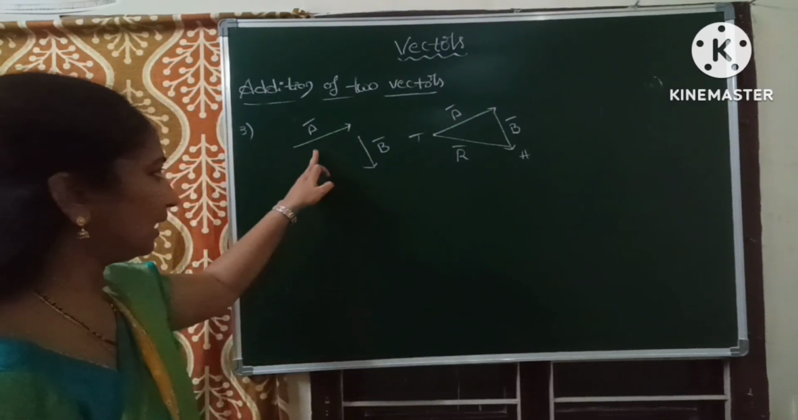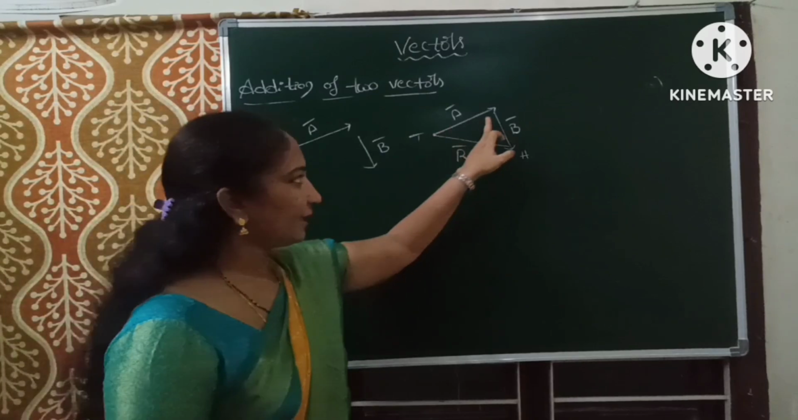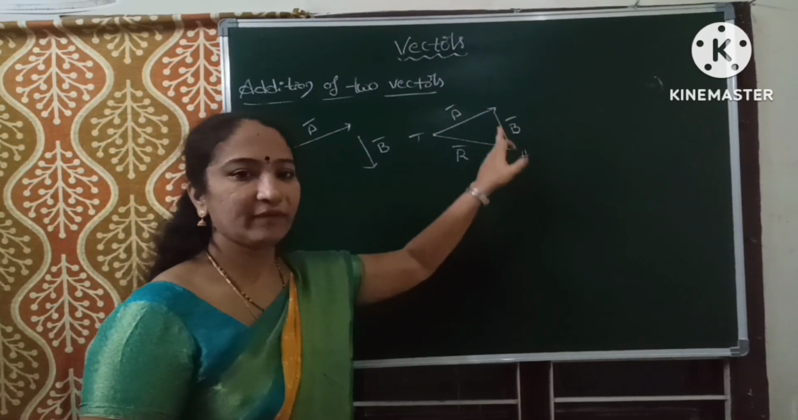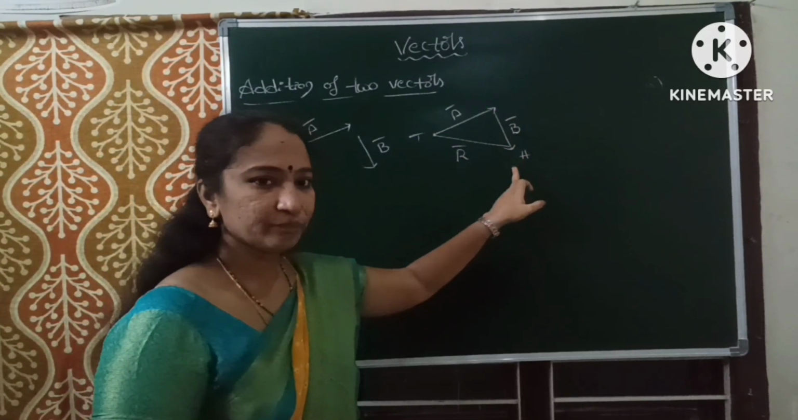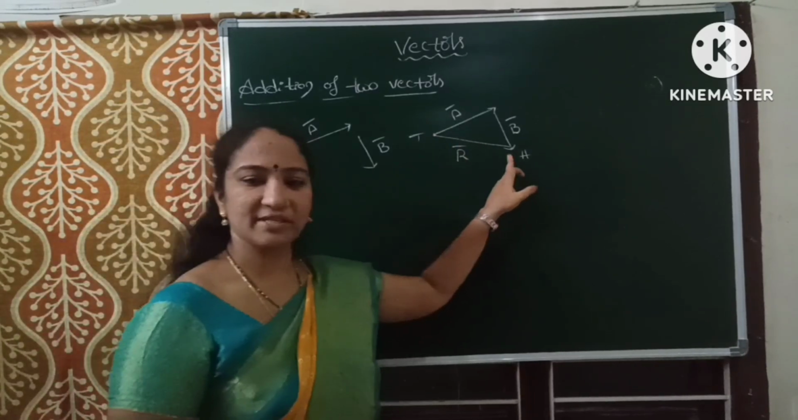I repeat. A bar is in this direction and B bar is in this direction. So you join the tail of the first vector to the head of the second vector, A bar and B bar.